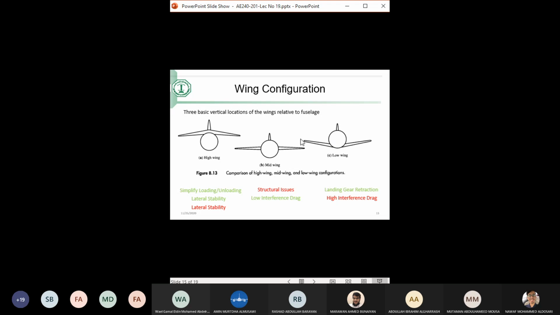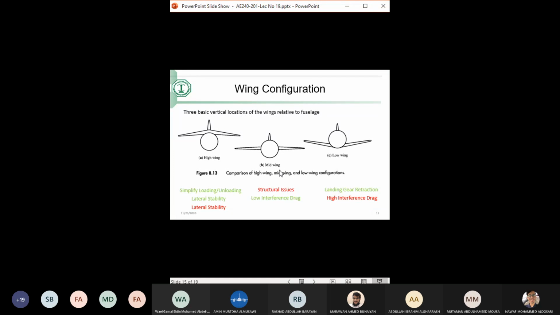Now for low wing, I can have a continuous wing, so I don't have any structural issue. But for stability, I must have a dihedral. That means the wing has to be up in order to stabilize the aircraft. And in doing so, I will have a pocket of air here that will create interference between the fuselage aerodynamics and the wing aerodynamics. So each one of them has some issues.